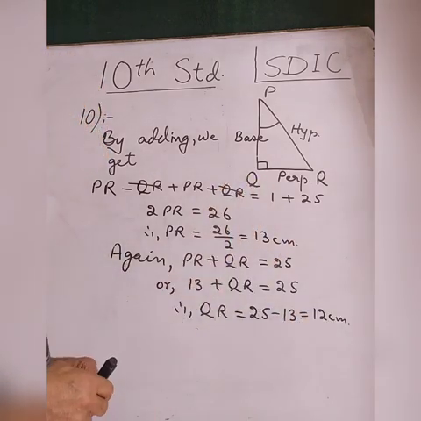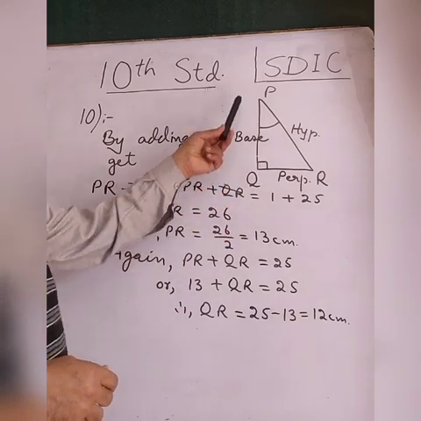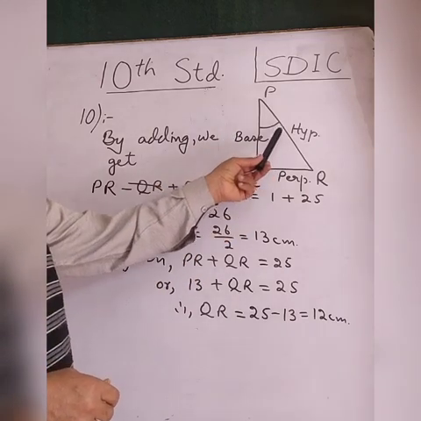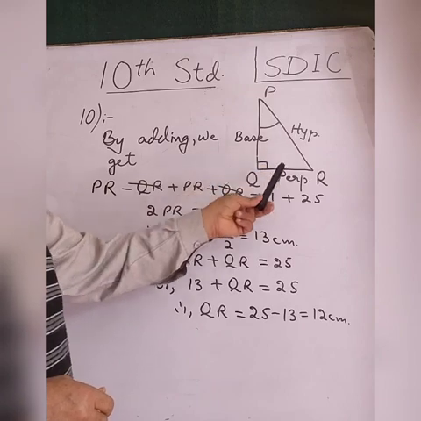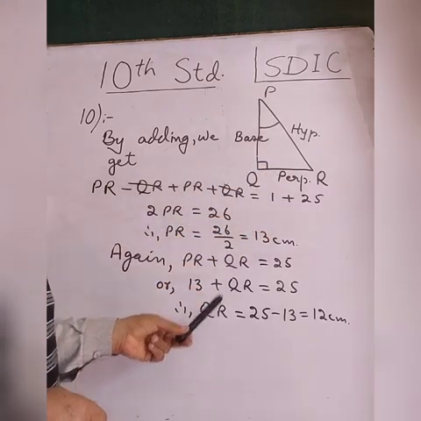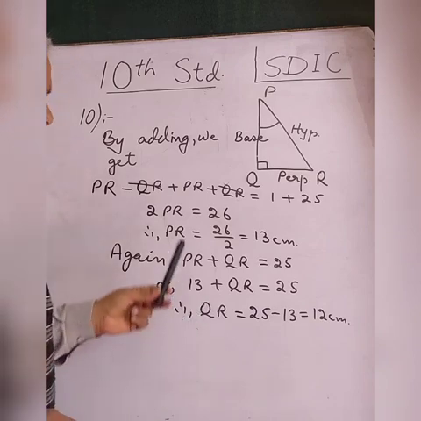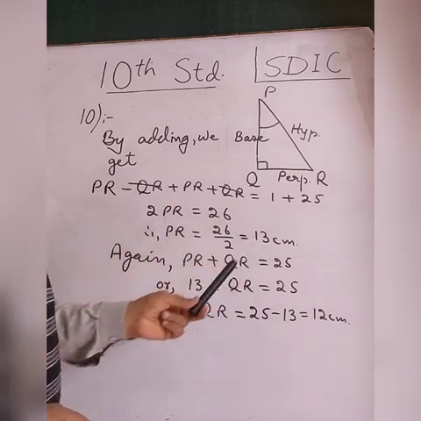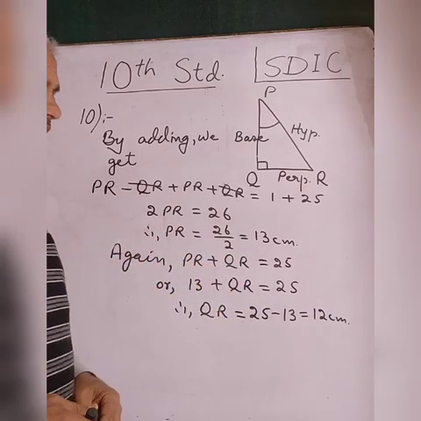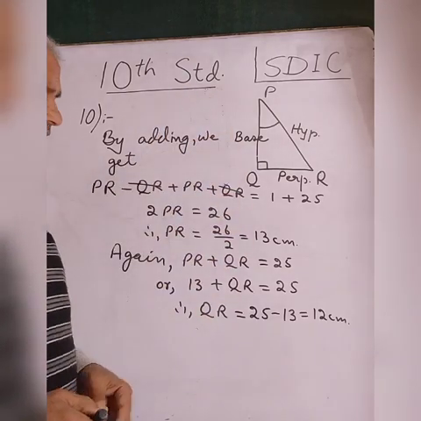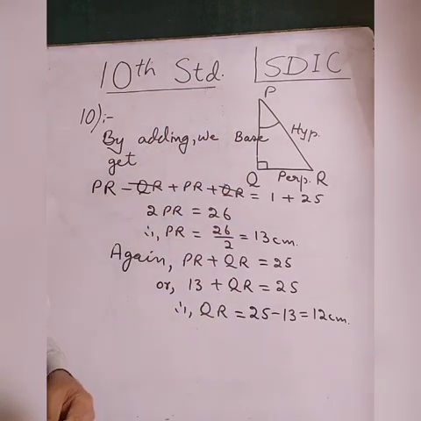Thus we got the lengths of all the three sides. PQ was given, sum of PR and QR also was given. We used that result to find individual measures, PR and QR. We got PR equal to 13 centimeter, QR equal to 12 centimeter. Now, knowing the lengths of all the three sides, let us find the required result.